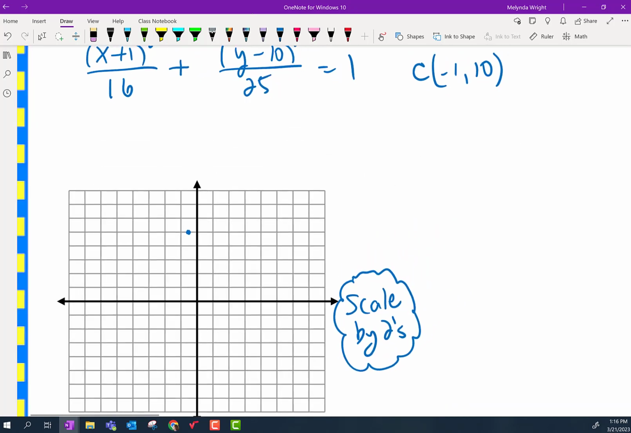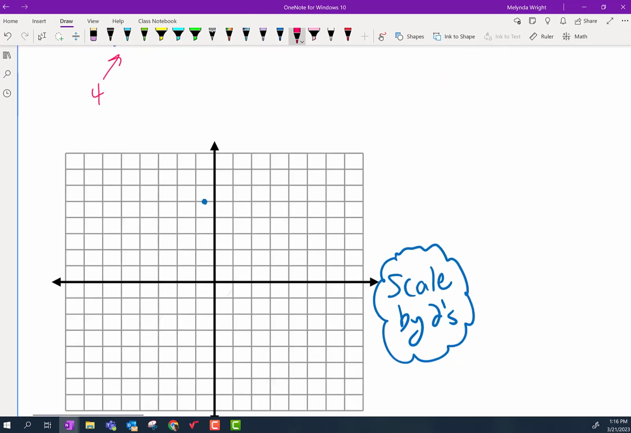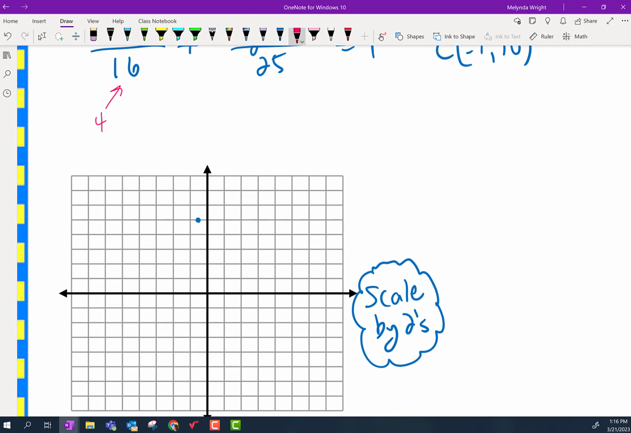So the number under the x is a 16, which means that the square root of 16 is 4, which means that I go 4 spaces to the right and 4 spaces to the left of my center. So, and our scale is by 2s, right? So I'm going to go 2, 4, and 2, 4. There's the edges of my ellipse.